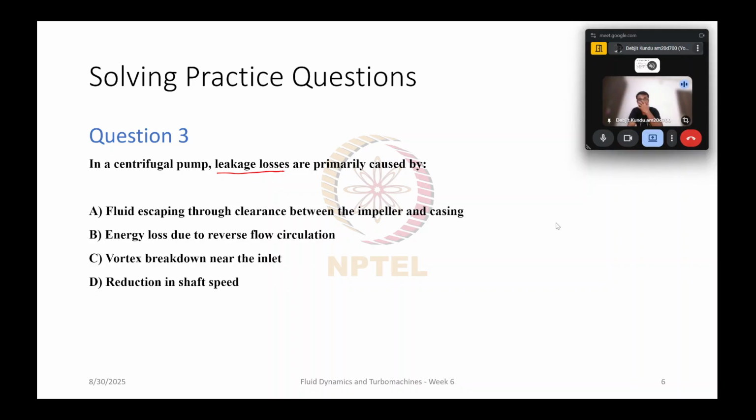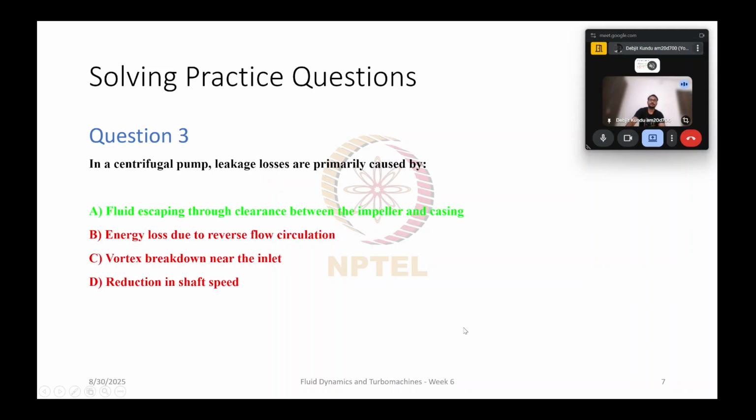Okay, sorry, there was a bit of a technical issue on my end. So we are back now. Coming back to question number 3 of today's session, it's asking us that in a centrifugal pump, leakage losses are primarily caused by what? Is it option A, fluid escaping through the clearance between the impeller and the casing? Is it option B, the energy loss due to reverse flow circulation? Is it option C, due to vortex breakdown near the inlet? Or is it option D, due to reduction in the speed of the shaft? Let's take a look at the solution.